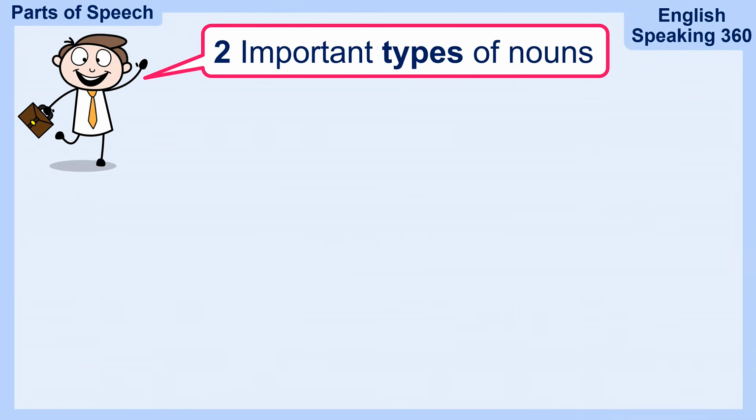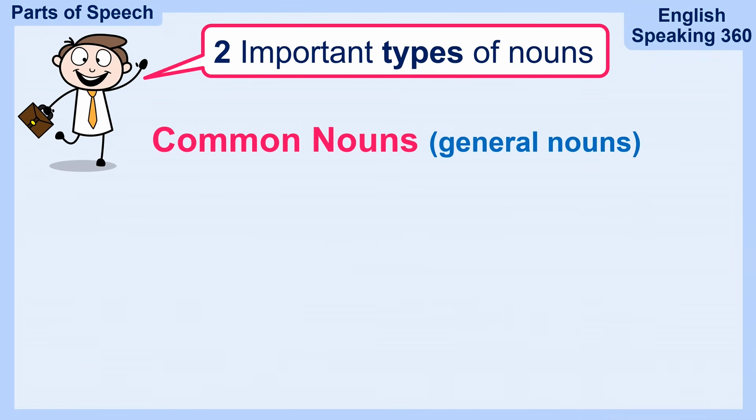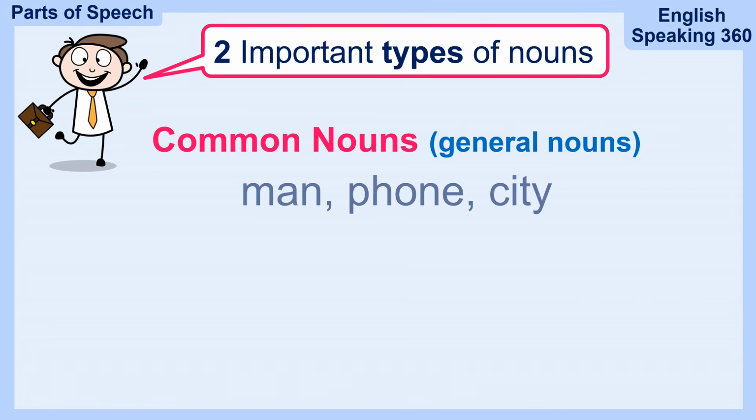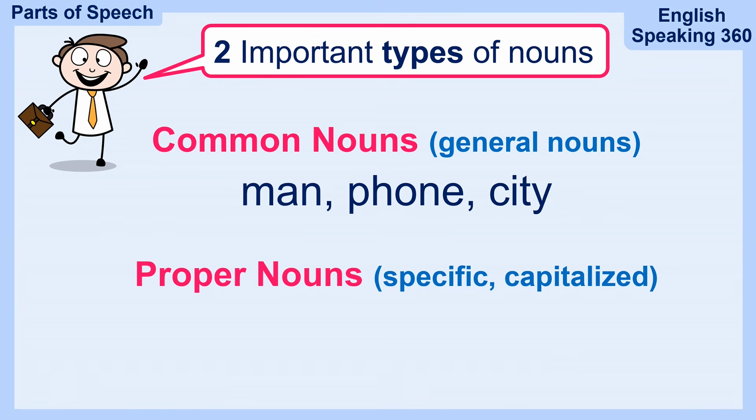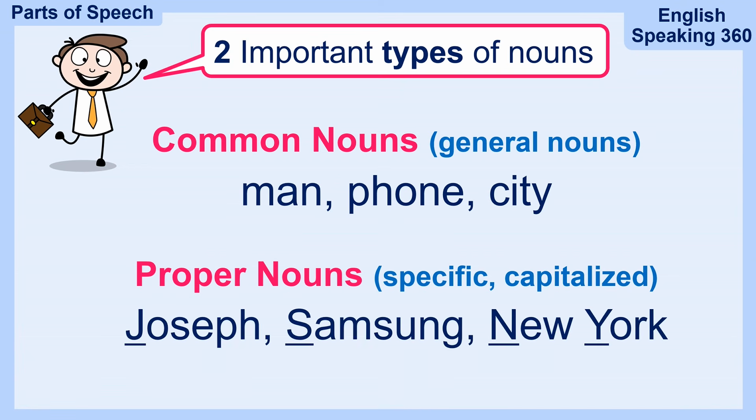There are 2 important types of nouns. The first type is common nouns. Those are general nouns like man, phone, or city. They are not specific. Proper nouns is the second type. These nouns are specific and they are capitalized. For example, Joseph. It is a person's name and it requires a capital letter, a big letter, Joseph.